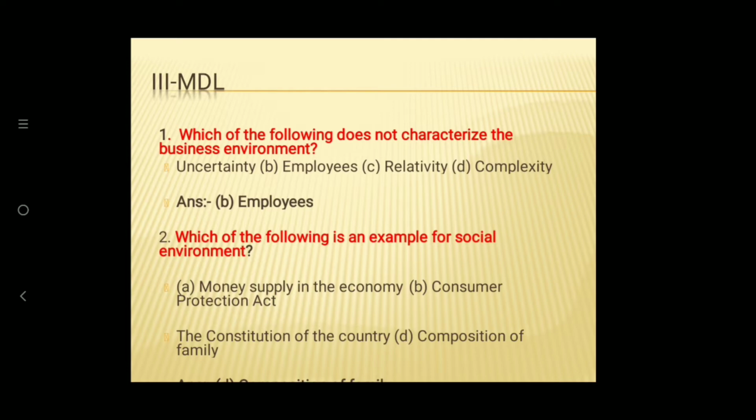Which of the following is an example for social environment? Option A, money supply in the economy, option B, Consumer Protection Act, option C, the constitution of the country, option D, composition of the family. To the socio-cultural environment, the right answer is option D, composition of family.